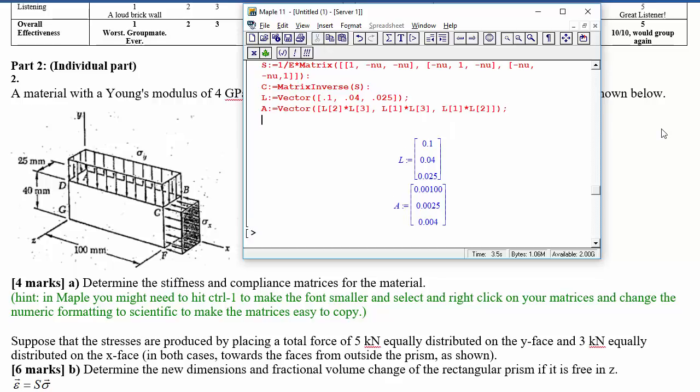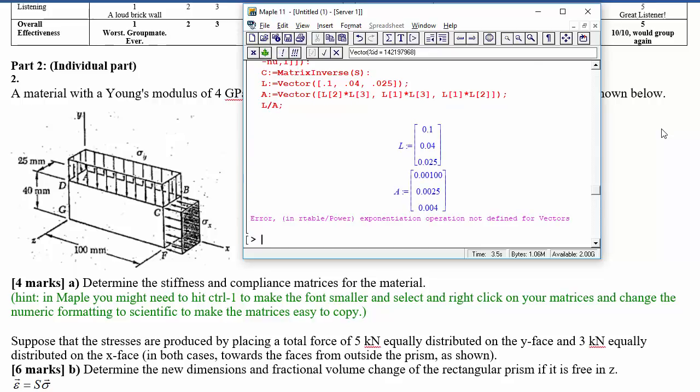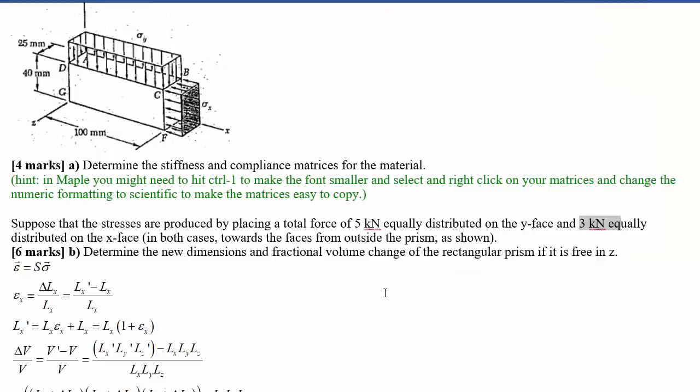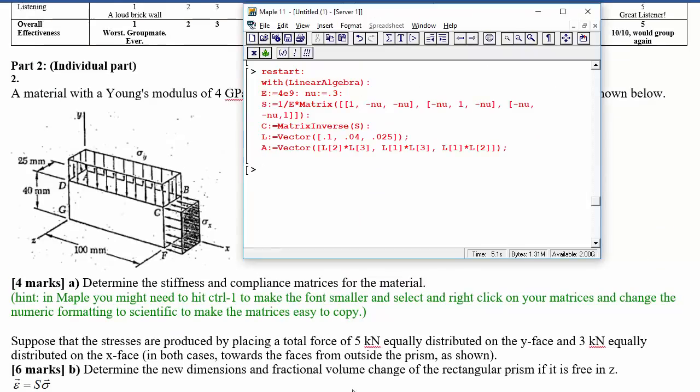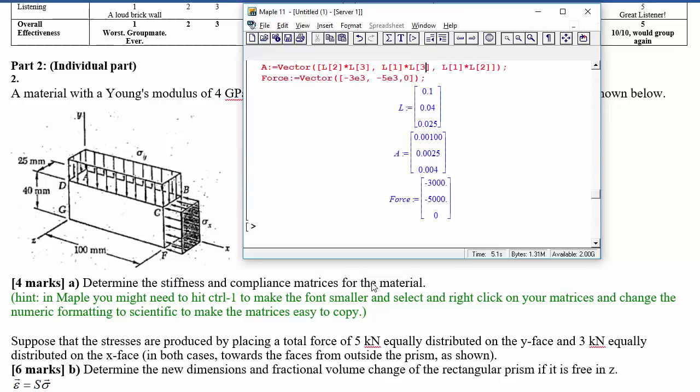Now, what I want to know is, can we actually divide the L by the A? Does this do piecewise division? No, it doesn't. We would have to go through and do that for every individual element, but that's okay too. Okay, so next we're going to start writing out these forces. We can write the force applied, also with a vector notation. In X, it is -3e3, negative because it's compressive, so we're pushing in the X direction. And in the Y direction, -5e3, and then 0 in Z. So now we've got a force vector assigned as well.